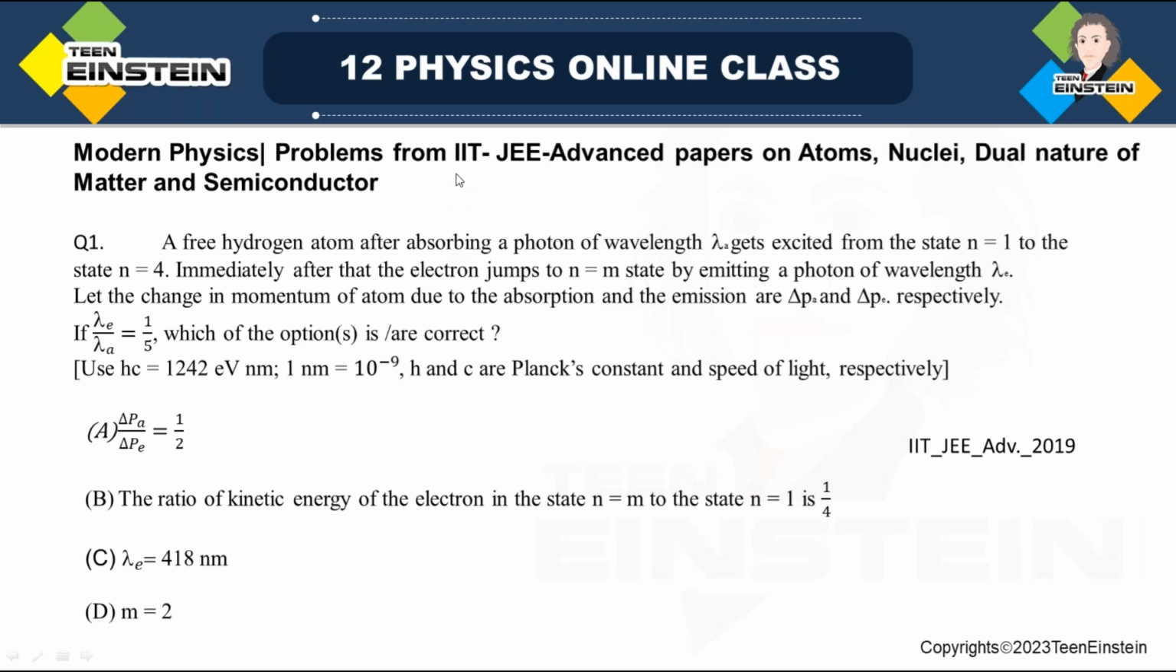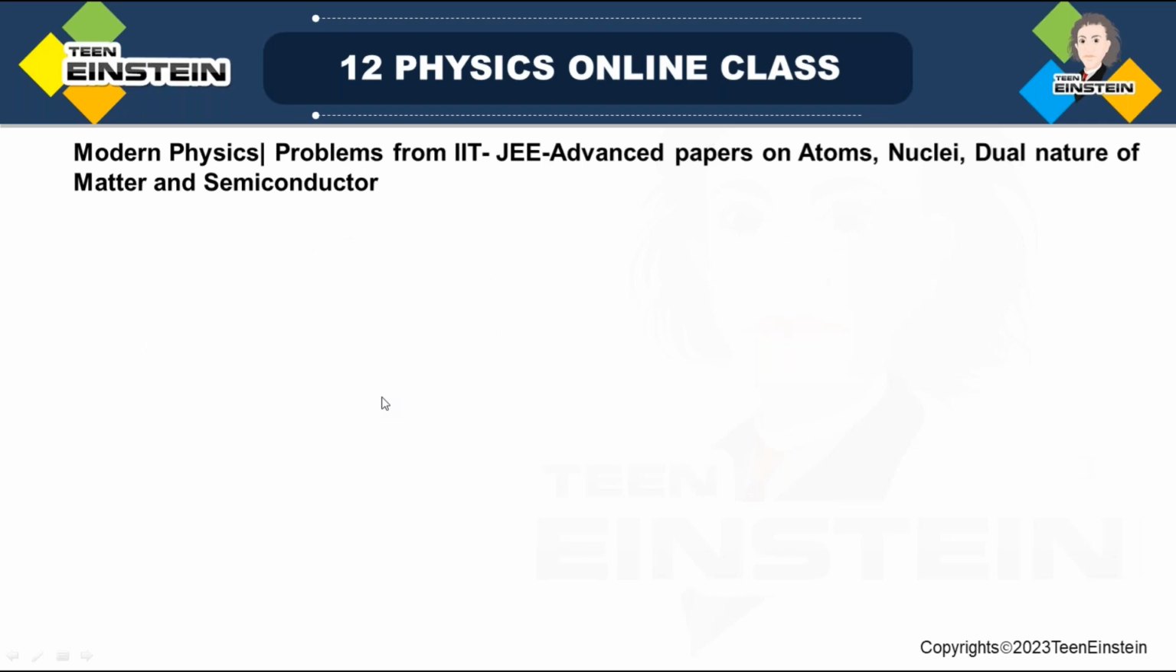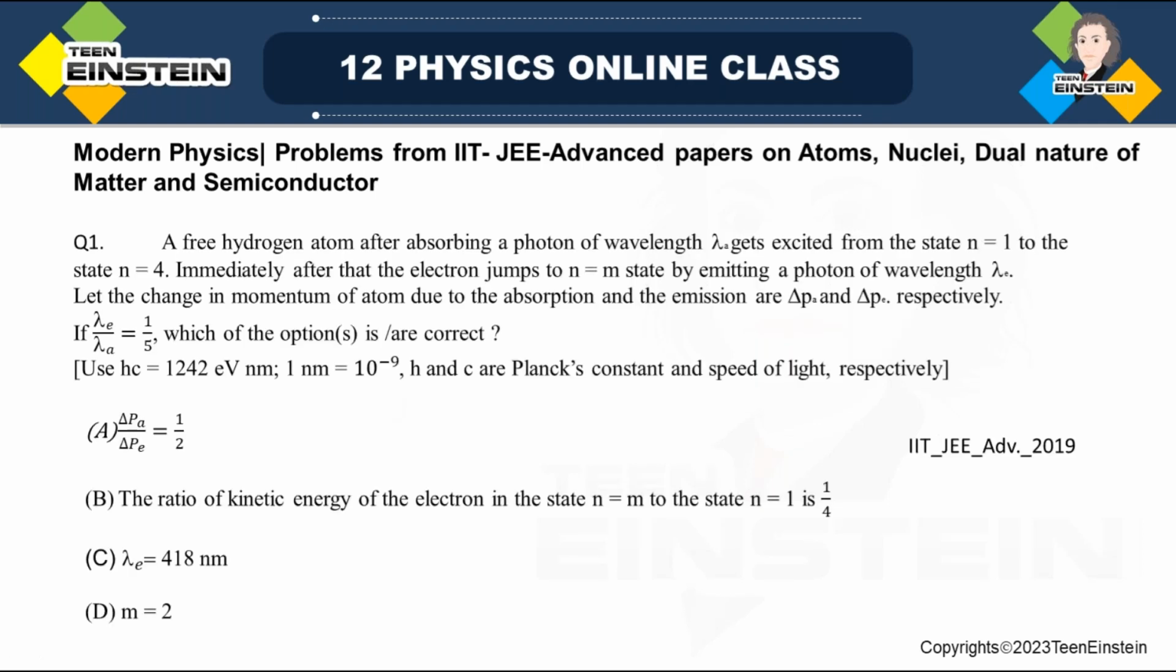Today we are back with the revision part of modern physics. As you know, we are picking up questions from previous year's JEE Advanced papers on the topic atomic physics, nuclear physics, dual nature of matter, and semiconductor. So we have a few questions today from previous year's JEE Advanced papers, like 2019. Let us read this first problem, try to solve it, and then we'll go one by one.